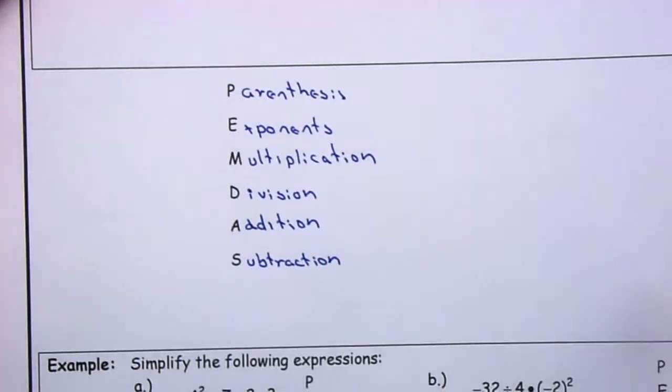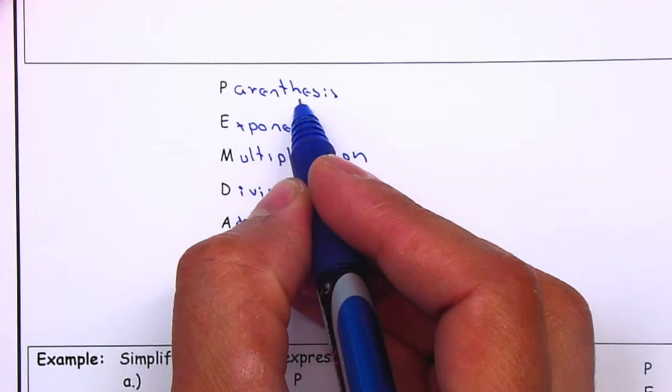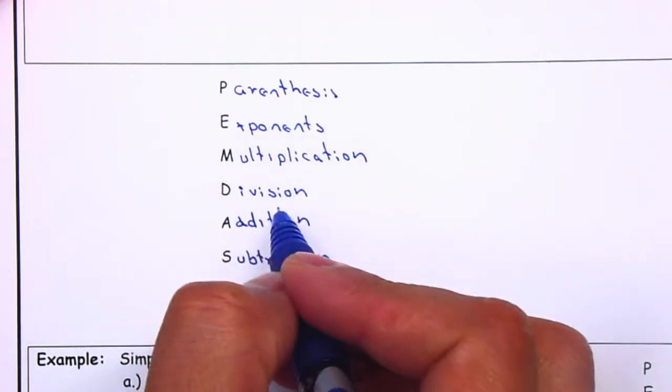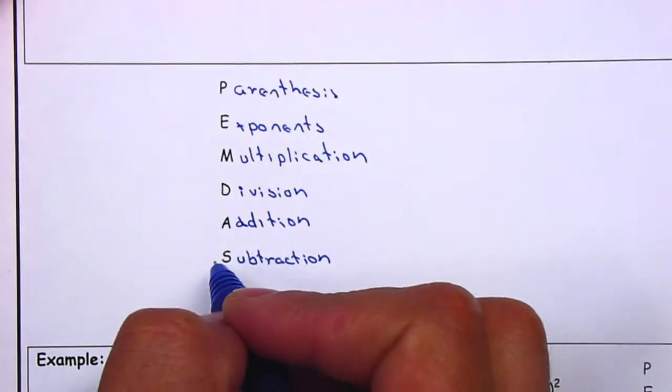So go ahead and write down the different definitions. All of you guys should be familiar with the P stands for parentheses, E for exponents, M for multiplication, D for division, A for addition, S for subtraction.